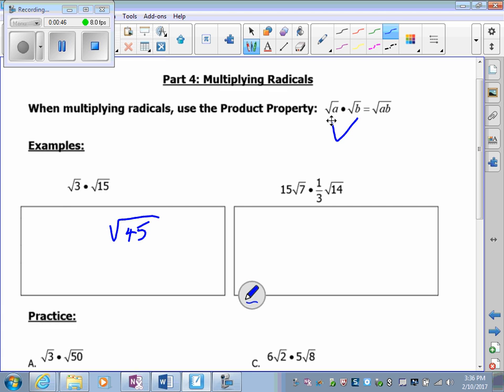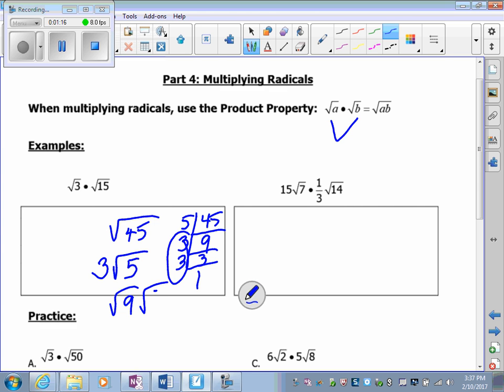You can simplify using the ladder that we discussed, and I'll just show you the ladder. And we get 9, 3. So it's 3 times 3 times 5, and we have our 2 for 1 split. So the answer is 3 radical 5. Or maybe you saw that 45 is really the square root of 9 times the square root of 5, because 9 is a perfect square. So you got 3 radical 5.